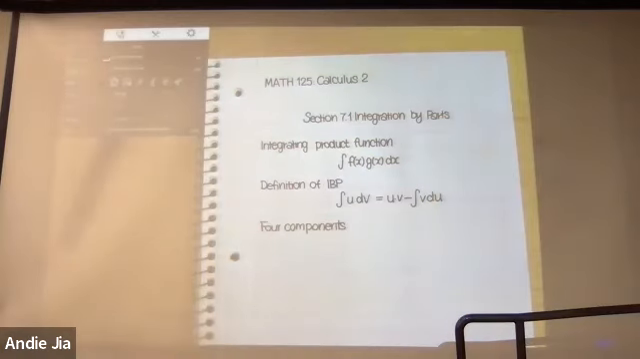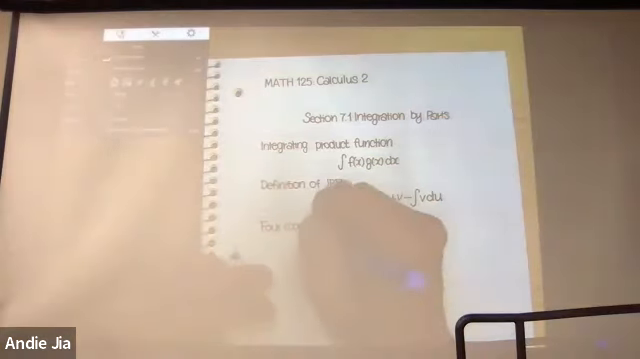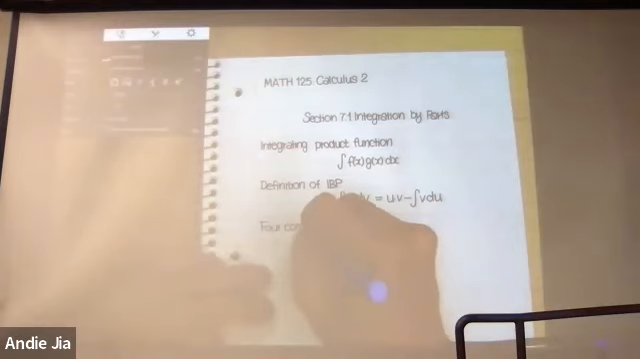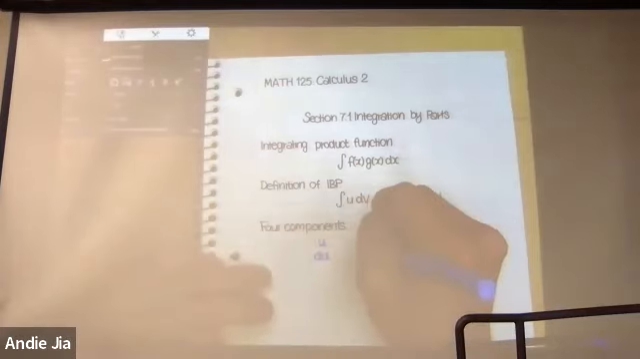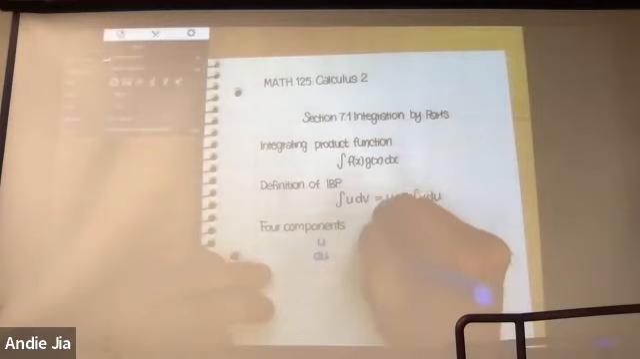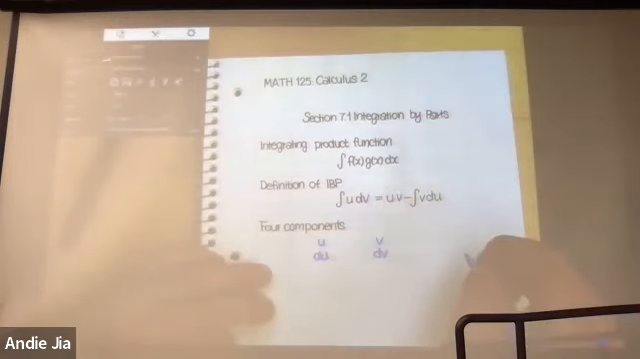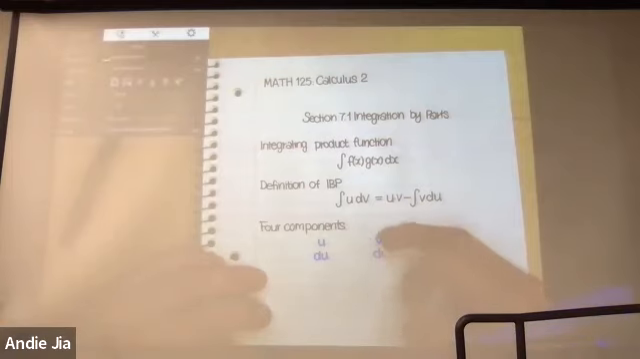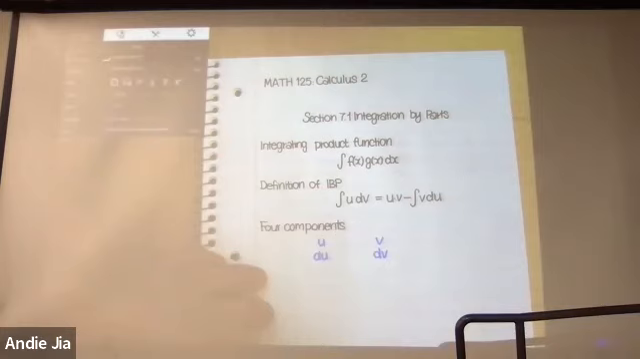And we need to choose u, du, v, and dv. So if you choose u, then dv is everything else.